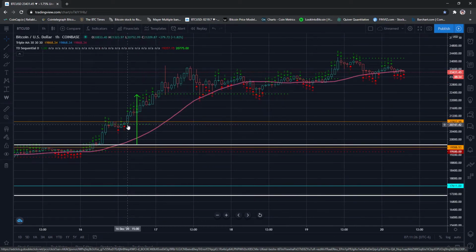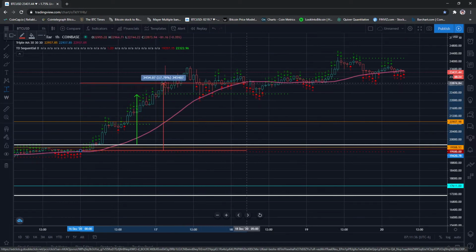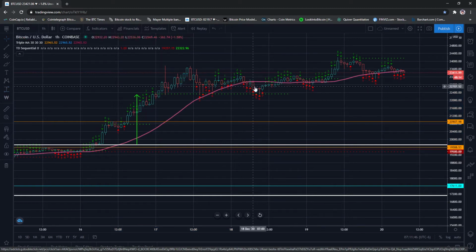So here would have carried you, we can look at kind of an idea of what the return would have been. We would have got in here. And then it told you to exit if you would have waited a candle right here. So that would have been 18% in about 2 days or a day and a half. Not bad. And then you would have entered here. And then it would have told you to exit.